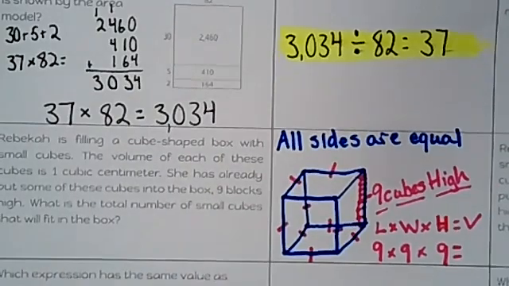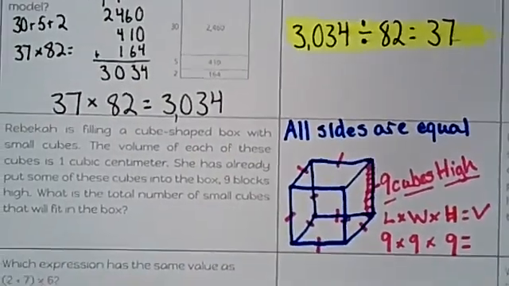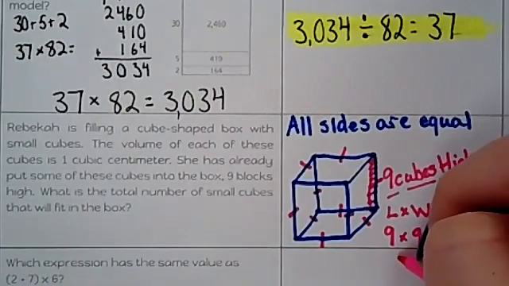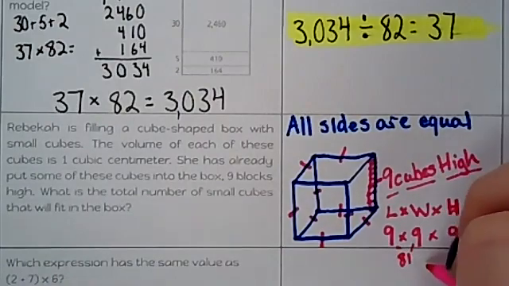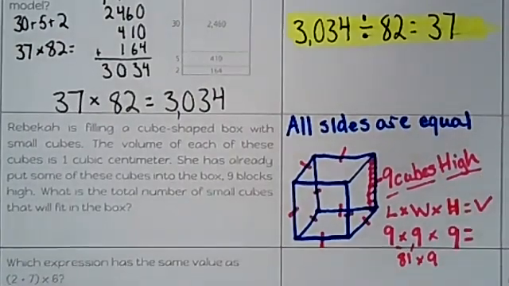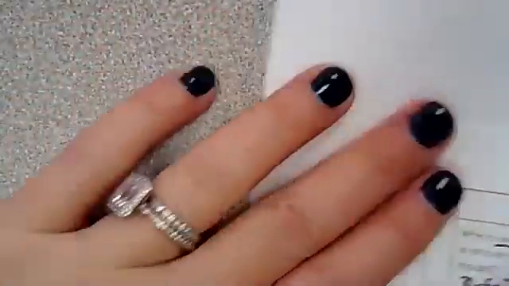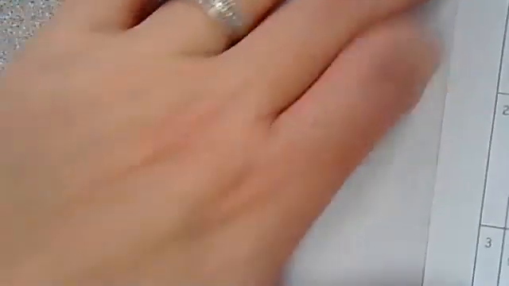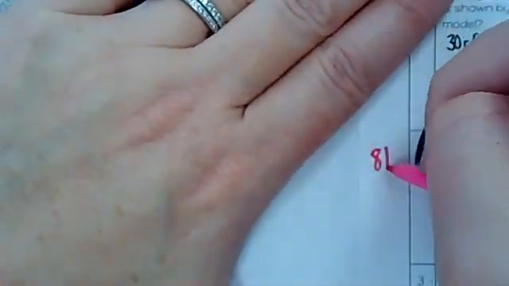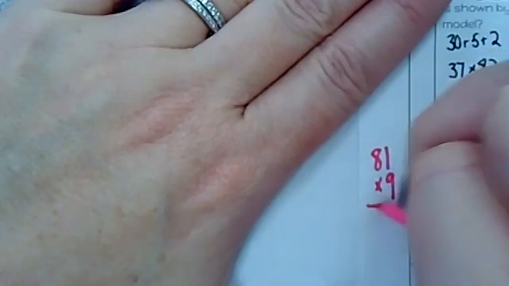Miss Ross, I don't know 9 times 9 times 9. Well, you know 9 times 9. 9 times 9 is 81, right? So now you got to do 81 times 9. Miss Ross, I don't know 81 times 9. Okay, come over here and let's do it. I'm going to do it right here on the side next to 2. I'm going to do 81 times 9.